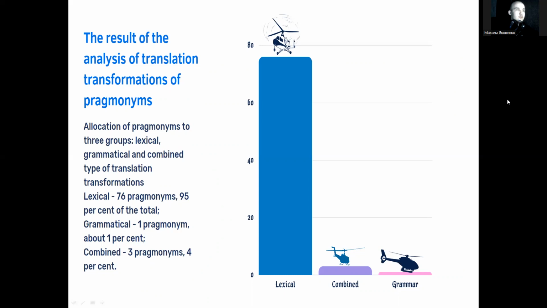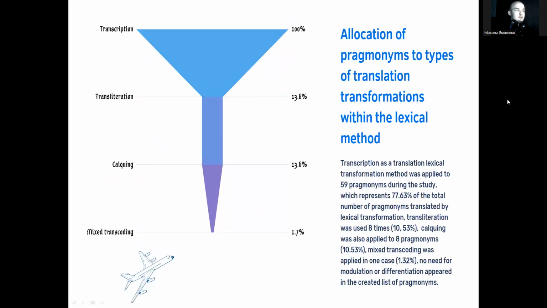Namely, the group of pragmonyms for which the lexical method of transformation was used: out of 80 pragmonyms, 76 were translated using this method. The group of pragmonyms for the translation of which the grammatical method of translation transformation was used: 1 pragmonym. And combined methods: 3 pragmonyms. During the translation of pragmonyms in aerospace texts, the most relevant method, used in almost 95% of cases, was the lexical method. And this in turn is divided into several other submethods, namely transliteration, transcription, tracing, and mixed transcoding.